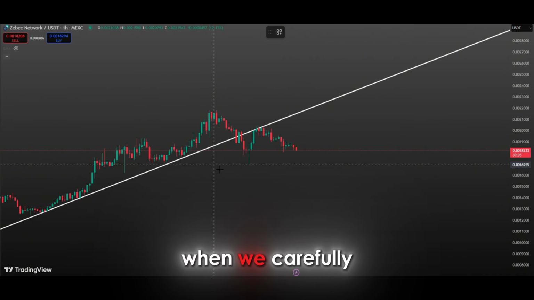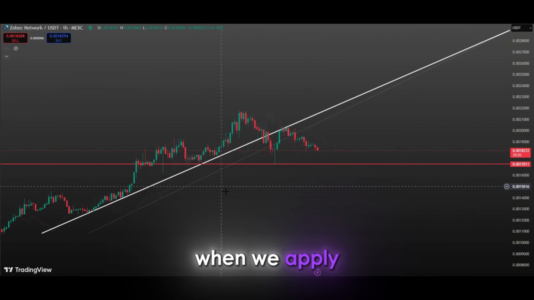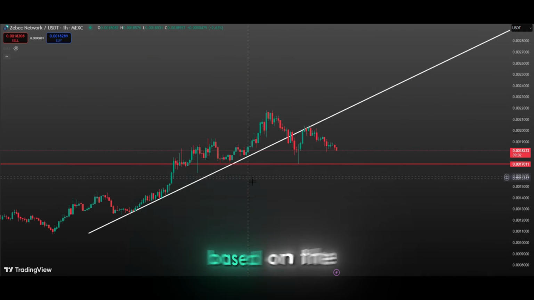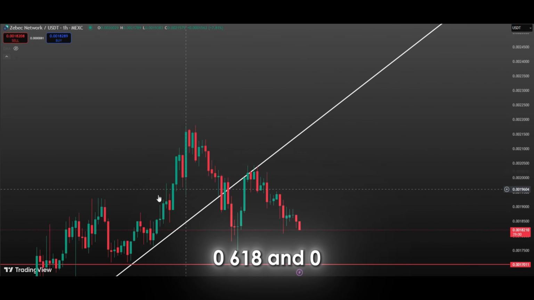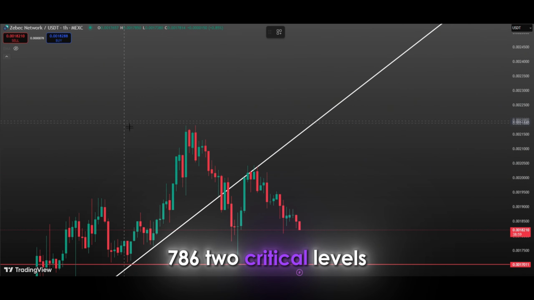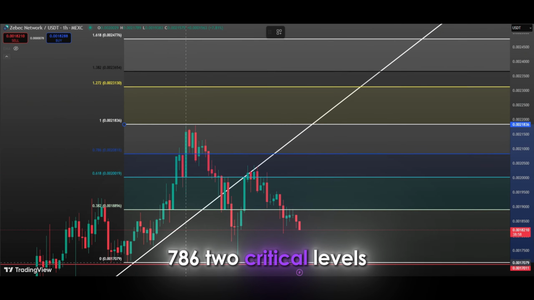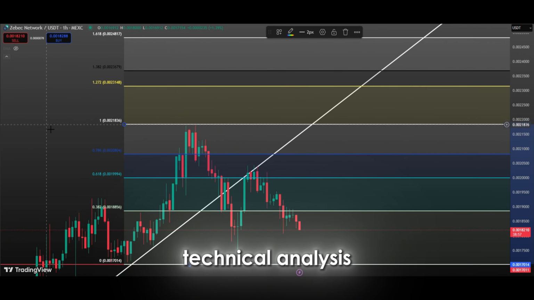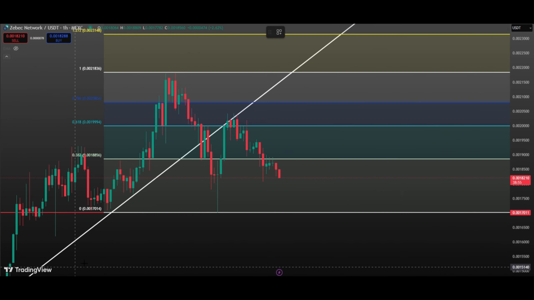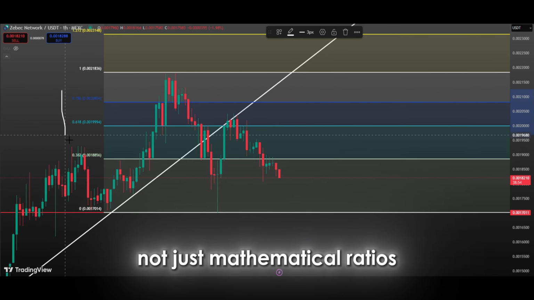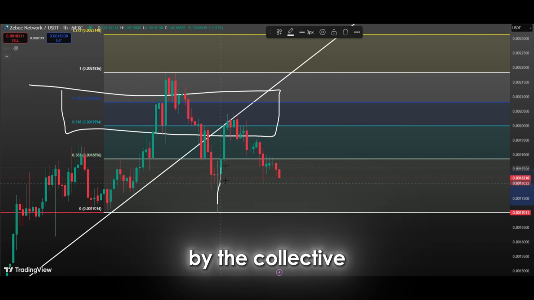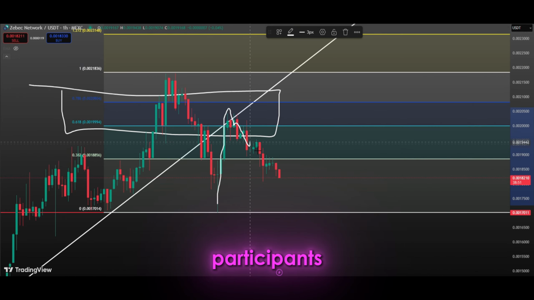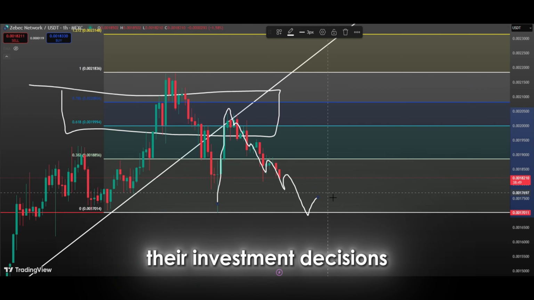Stay tuned. When we carefully examine the chart, when we apply Fibonacci retracement levels based on the price's decline from a certain top to bottom, we see that 0.618 and 0.786, two critical levels frequently followed in technical analysis, come to the fore. These levels are not just mathematical ratios, they are extremely important technical barriers that are shaped by the collective psychology of market participants and directly affect their investment decisions.